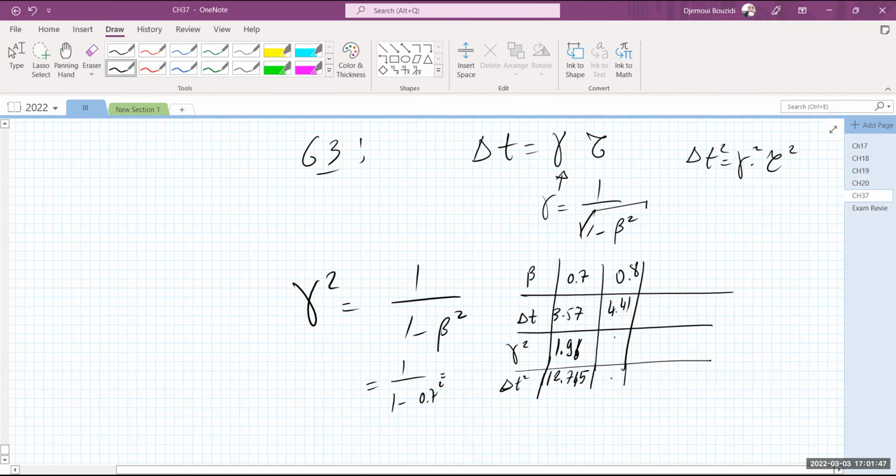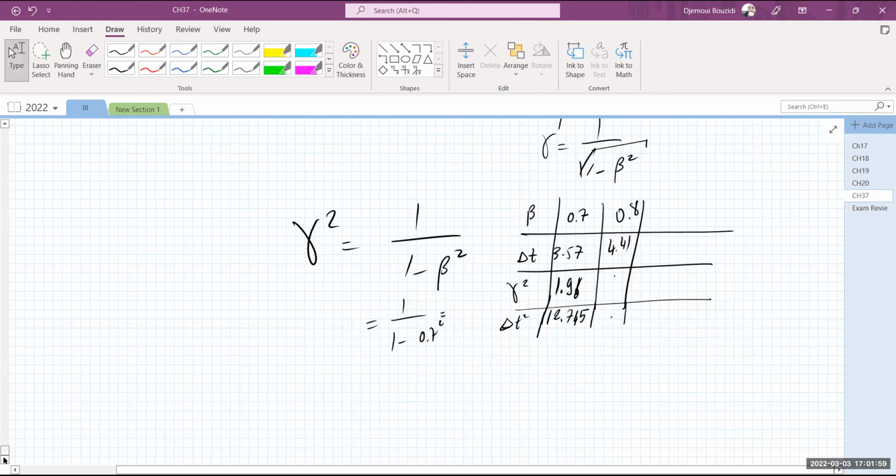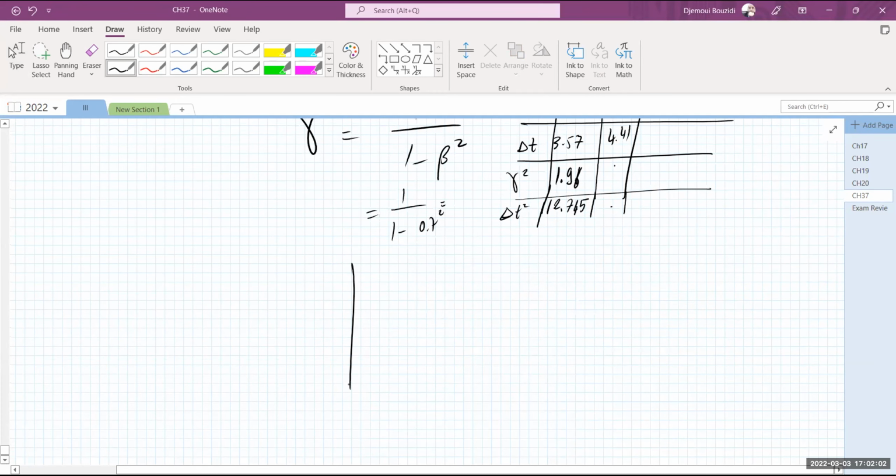You can finish the blanks in here. You can find gamma squared and you can find delta t squared. Okay, so you can do the rest for all of them. Then you're going to plot now. On the x-axis, you have gamma squared. On the y-axis, you have delta t squared. It should be now a straight line, which is this function.